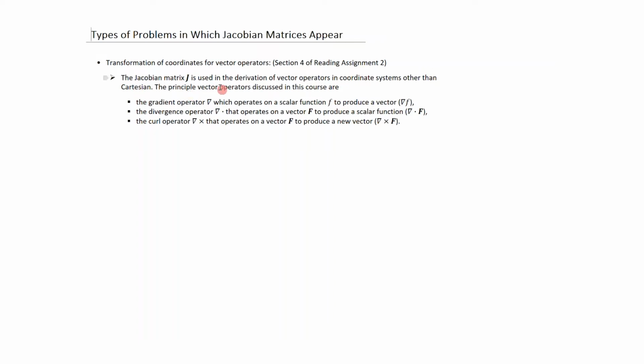The principal vector operators discussed in this course are the gradient operator, which is this symbol that you see here, which operates on a scalar function f to produce a vector. And when you see grad f, that means basically you're creating a vector. And the vector is made by taking the partial derivatives of f with respect to x, y, and z. Those become the x, y, and z coordinates.